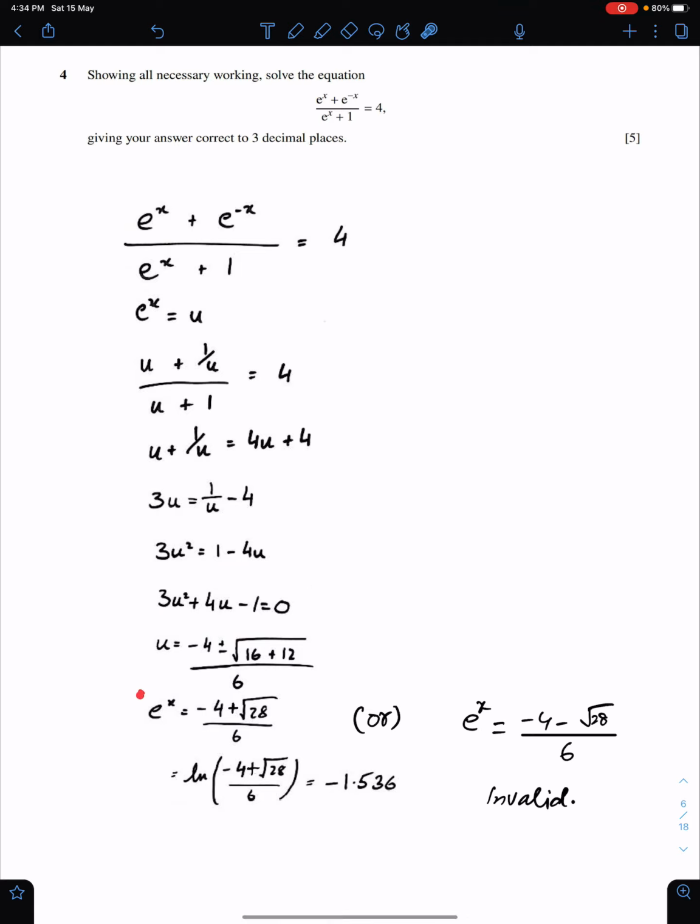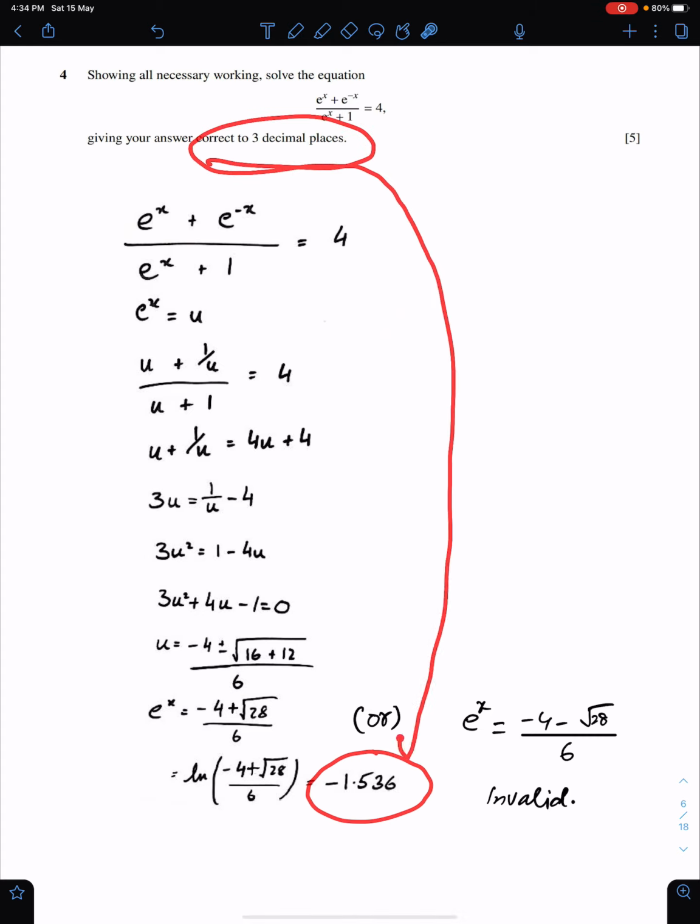So we have two values of e^x, one with plus sign and the other one with negative sign. Since ln does not exist for negative values, therefore this answer will be invalid. And this is the required answer up to 3 decimal places. Must follow this instruction.